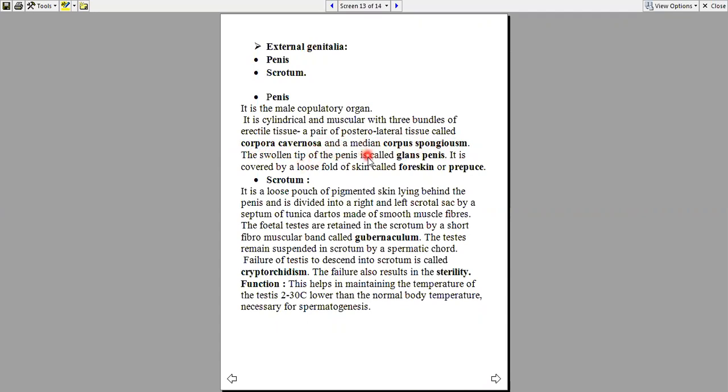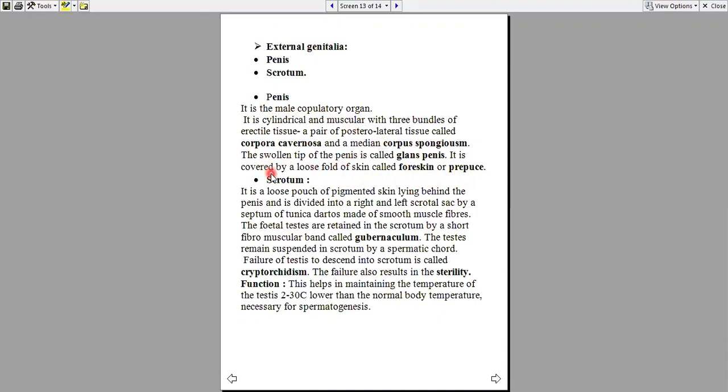There is a swollen tip present at the penis, called the glans penis, and this tip is covered by a loose fold of skin called the prepuce. So, in short, the penis is a male copulatory organ. It is an erectile organ. It is the organ through which the male reproductive fluid is ejaculated into the female reproductive tract.